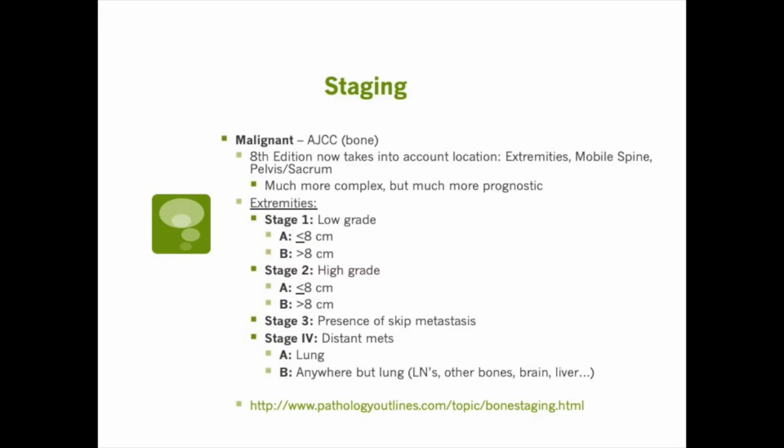So for the extremities, stage 1, similar to the Enneking system, is a low-grade tumor. However, A and B has nothing to do with compartment, it has to do with size. Tumors less than or equal to 8 centimeters is A, greater than 8 is B. Same thing with stage 2, high grade, less than or greater than 8 centimeters. Stage 3 is the presence of a local regional skip metastasis. Stage 4 is distant mets, whether it's A to lung or B anywhere else. Lymph nodes, liver, brain, you name it.